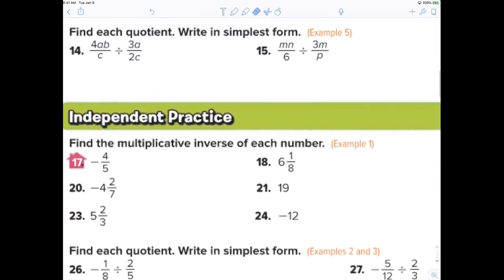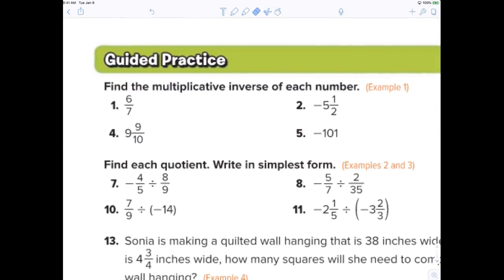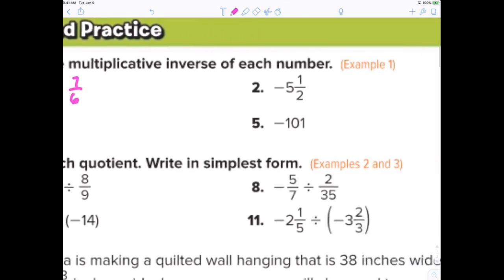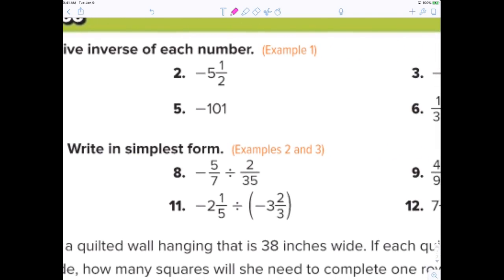So here we go. Back to number 1. So we're going to start over here. The reciprocal. Tell me. 7 over 6. Beautiful. The multiplicative inverse is 7 over 6, or the reciprocal is 7 over 6. You're up. Number 2. Now we have to do what with this first? Turn it to an improper fraction. 11. Yes, ma'am. 11. So now the reciprocal? 2. Yes.